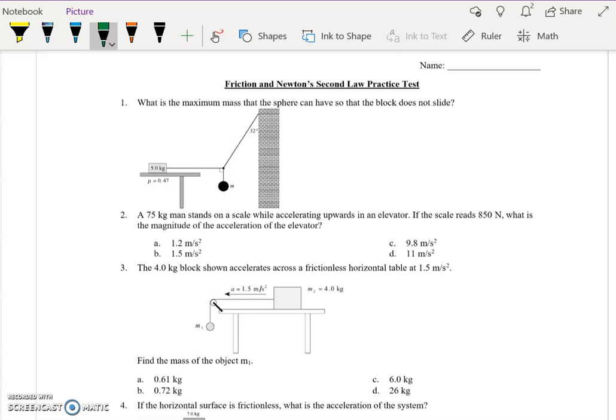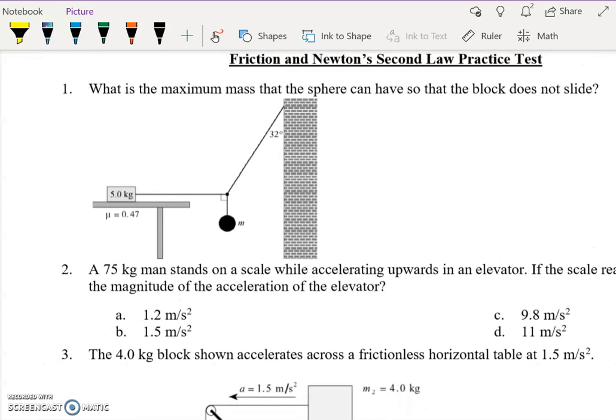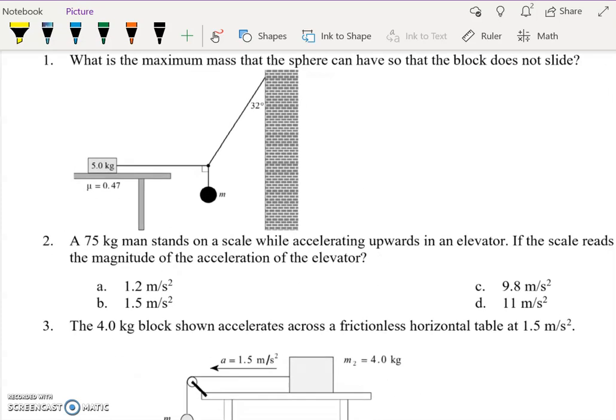Number 1. We're looking for the maximum mass that this sphere can have so that the block doesn't slide. So we're looking at an equilibrium problem. The block doesn't want to move. So you essentially have to draw two force diagrams, one for this knot in the rope and another for the block. So the block is a little simpler.